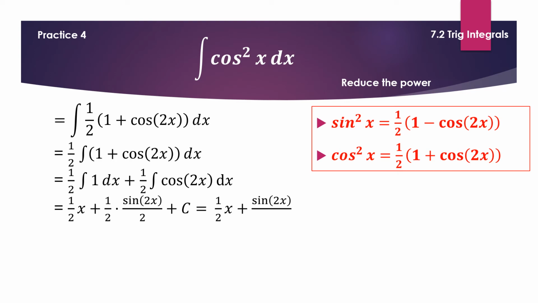And then we will get two separate integrals: 1/2 integral 1 dx plus 1/2 integral cosine 2x dx. Calculate the integrals. 1/2 x plus 1/2 sine 2x over 2 plus c. And we have our final answer, 1/2 x plus sine 2x over 4 plus c.